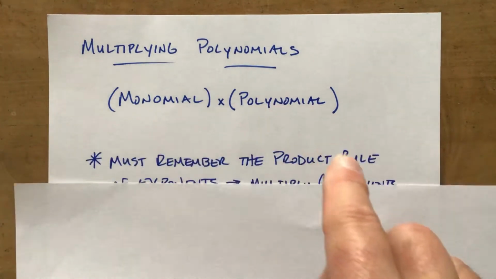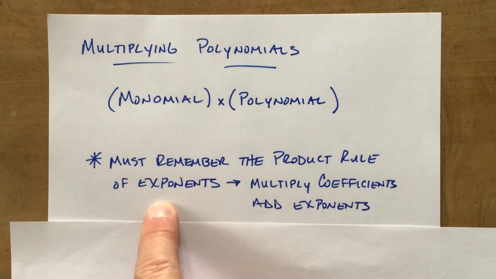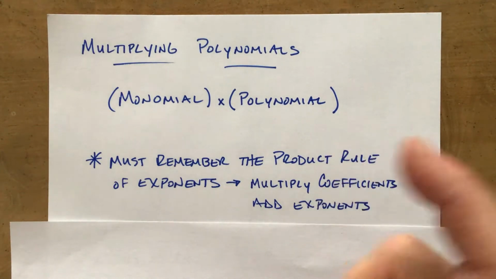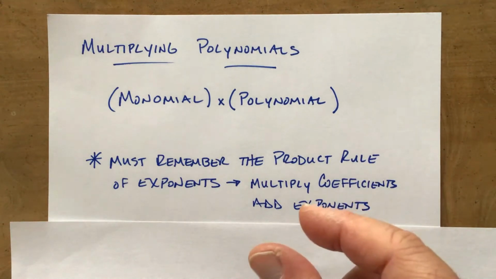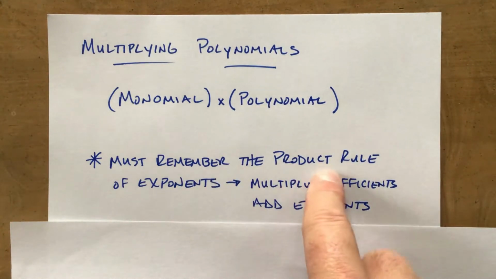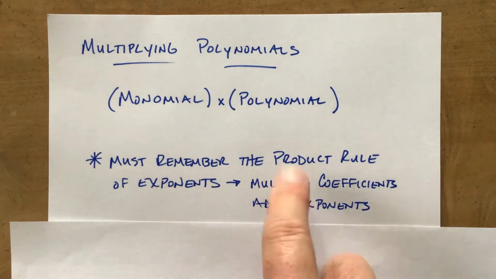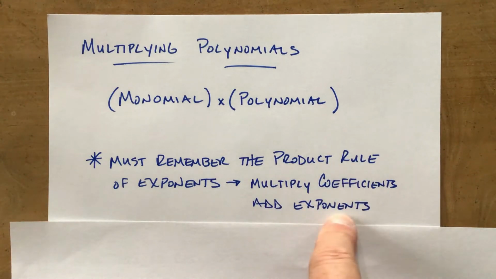All right. Now we have to remember the product rule of exponents, which means that we're just going to multiply the coefficients, which I call the big numbers, and we're going to add the exponents, which are the little numbers. That's the key. That's one of the rules of exponents that we use all the time: the product rule. Multiply coefficients, add the exponents.